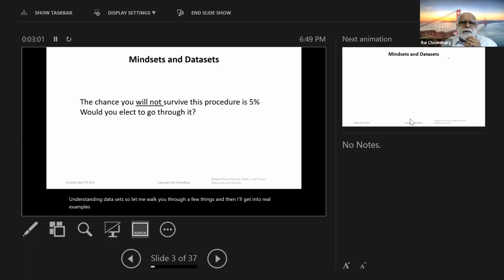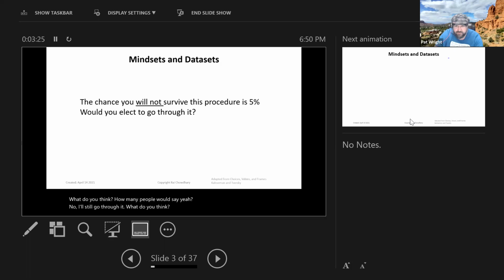Okay, so the chance that you will not survive this procedure, this is a real question that was posed to a group of people. The chance that you will not survive this procedure is 5%. Would you like to go through it? What do you think? How many people would say, yeah, I'll still go through it? What do you think? Depends on the risk. I mean, depends on what you get out of it.